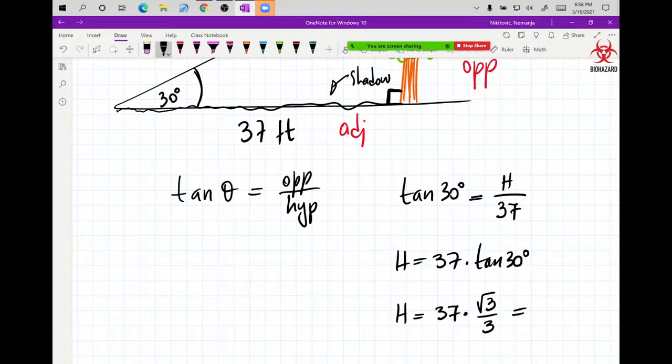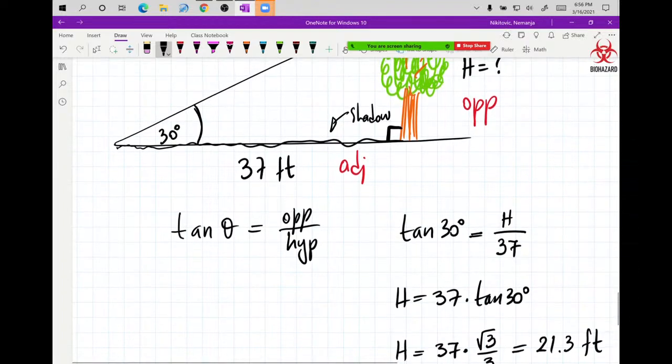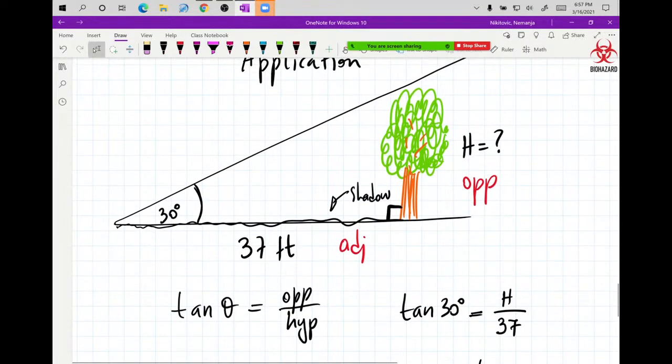Perfect. And now we're going to punch this in our calculator. 37 times square root of 3, close parenthesis, divided by 3 is equal to 21 feet. 21.3, but yeah, whatever. It's a tiny tree. That's okay. 21 feet tall. And as you can see, guys, the only thing that you needed there is that 30-degree angle.